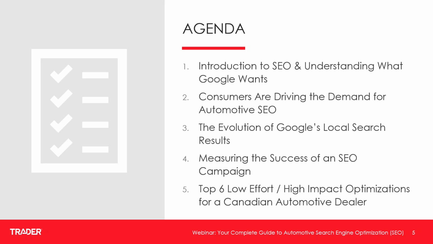Then we need to understand what Google's local search results look like. What's our goal? What are people seeing? What are our potential customers seeing in search when they're doing these queries, looking for our business before they actually find it? So we're going to talk a little bit about what that looks like.